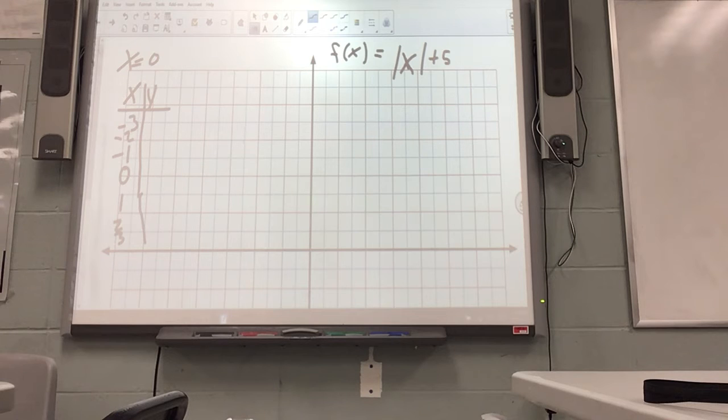Okay, so when we plug these in now, I got an absolute value of -3, which is 3, and then +5, right? So 8. Absolute value of -2 is 2, +5. Absolute value of -1 is 1, +5. Yeah, you're right, they're just going down. 0 +5. But now what's gonna happen with my 1? You got it, Kira? 1 +5, we start going back up. 2 +5 and 3 +5.